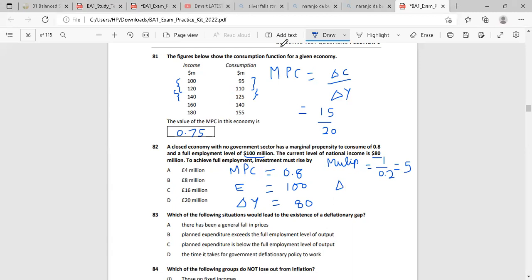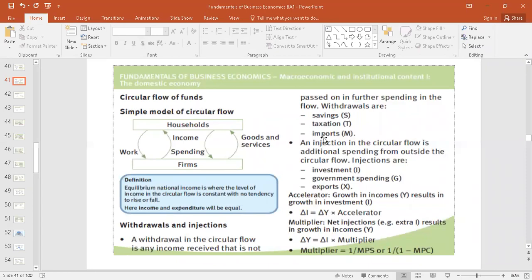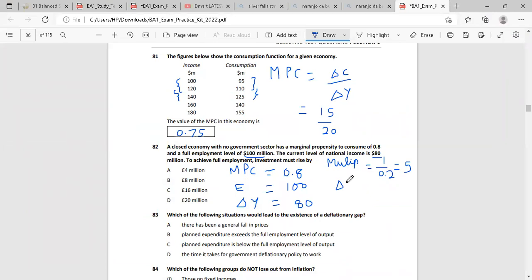What's the equation? Delta Y is equal to delta I into multiplier. The multiplier we already got as 5. 20 divided by 5 will be 4. So investment will be 4. Delta Y is equal to delta I into multiplier.